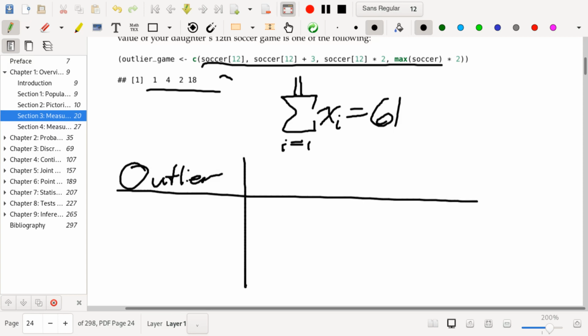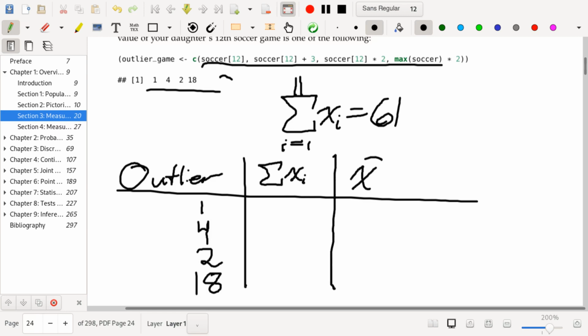In this table, we're going to consider when the 12th game is 1, when it's 4, when it's 2, and when it's 18. We're going to have a column for the sum of the observations, a column for the sample mean, and a column for the sample median. In the case where the 12th game is 1, this will add up to 62. By the way, I'm using the word outlier for 1, but 1 in this case would not be an outlier. Same with 4 and 2, but 18 certainly would be considered an outlier.